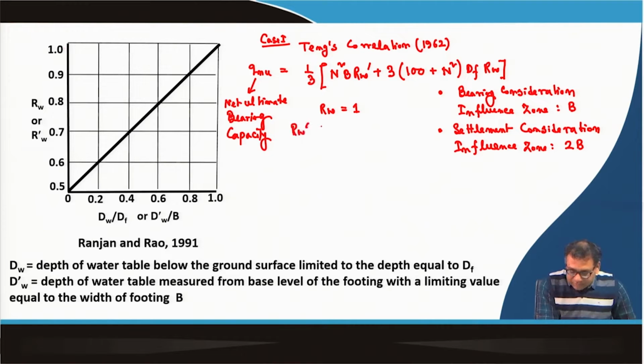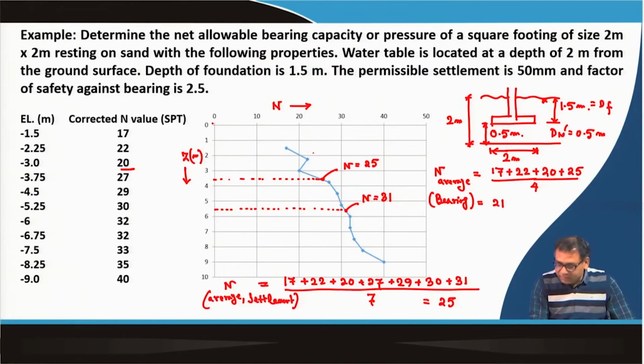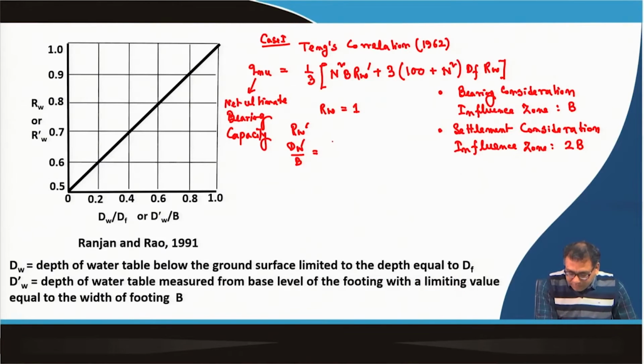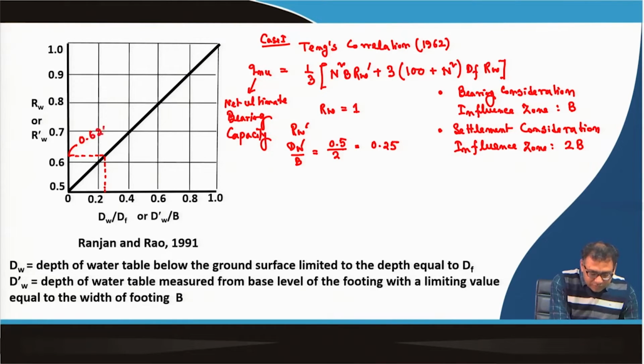But Rw' we have to calculate. So, for that calculation you have to know the dw' by B, and dw' is 0.5 and B is 2. So, this is equal to 0.25. So, if it is 0.25 around here, corresponding to 0.25 the Rw' is 0.625. Okay. So, Rw' is 0.625.